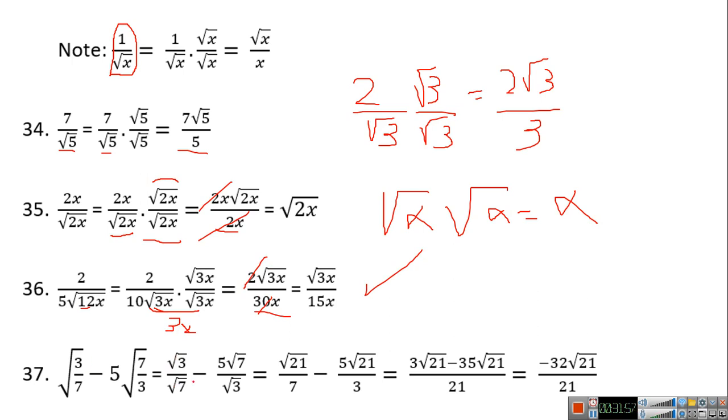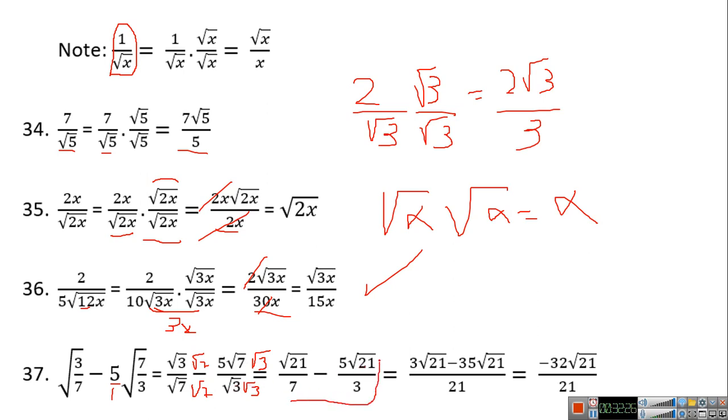Here you can split it. Root 3 over root 7 minus 5 root 7, because this is 5 over 1 and you have root 7 over root 3. Here I multiply by root 7 up and root 7 down. Here I multiply by root 3 down and root 3 up to cancel the square root in the denominator. You're going to get root 21 over 7 minus 5 root 21, because root 7 times root 3 is root 21. Root 3 times root 3 is 3.